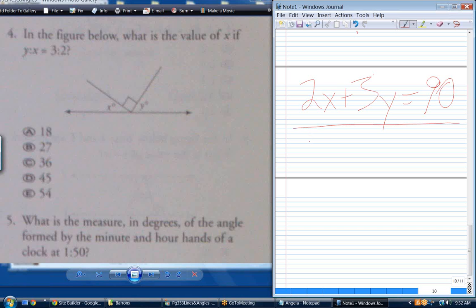Now let's go back to the 27. Why couldn't it be 27? Because that would make y 63, which you can do in your head fairly easily. We know that's not a 3 to 2 relationship. 63 to 27 is more than a 2 to 1. So I know x has to be bigger than 27. And if I try 45, it's too big. I know it's got to be smaller than 45. I'm done. The answer is 36.